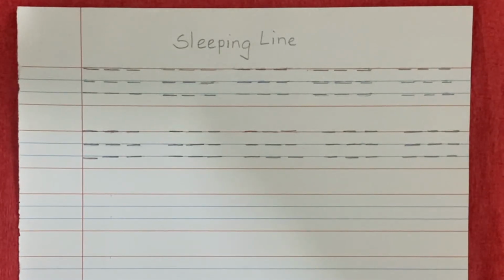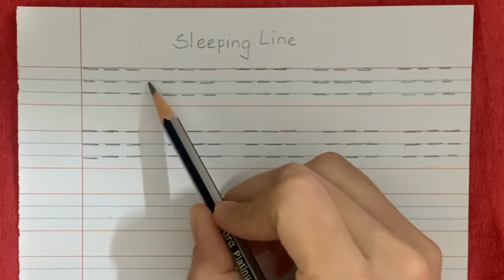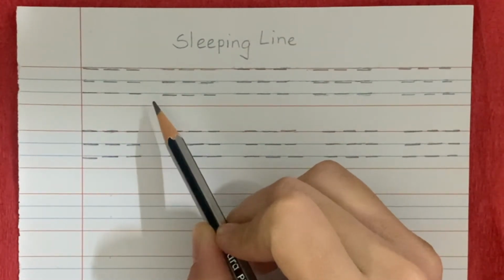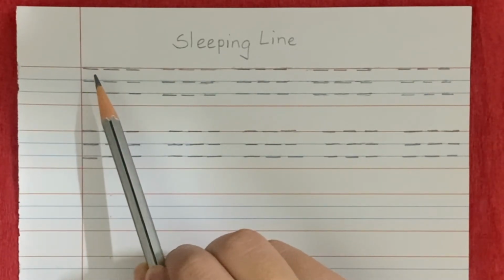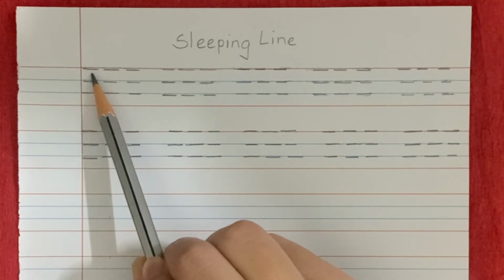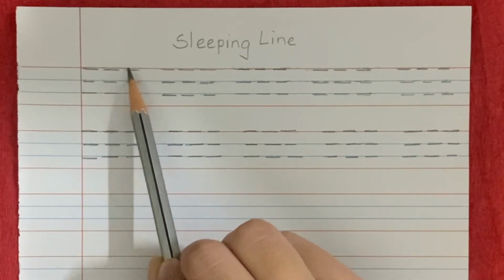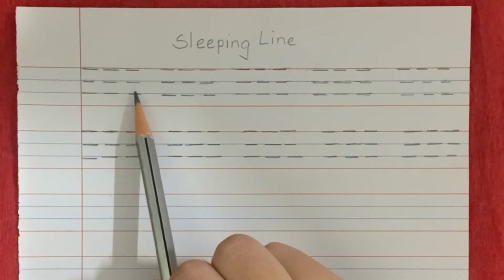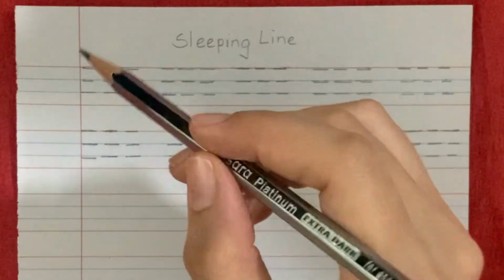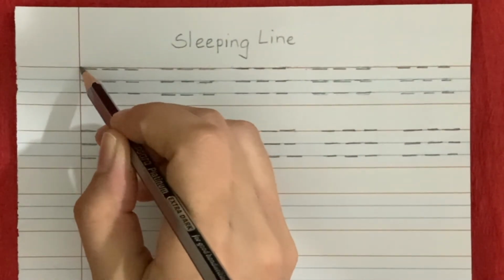Now let us make the sleeping lines on a 4-line paper. This is a 4-line paper. 1, 2, 3, 4. See children, I have drawn small lines on the first red line and on the first and second blue lines. So now we will start drawing sleeping lines.